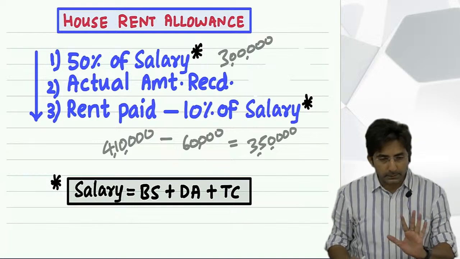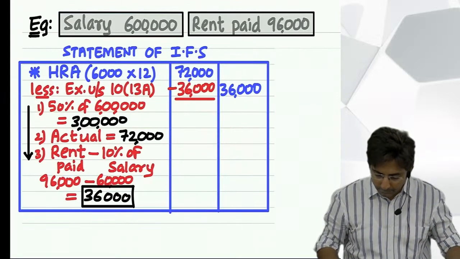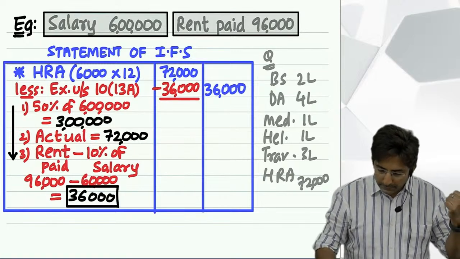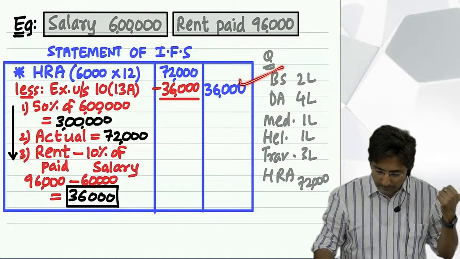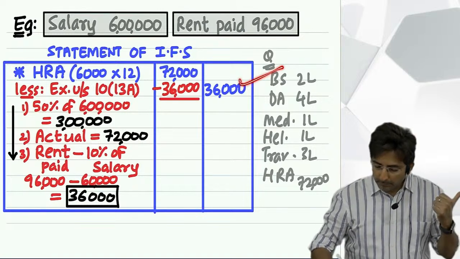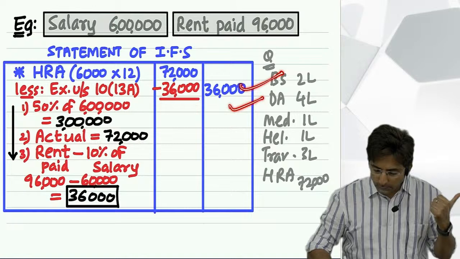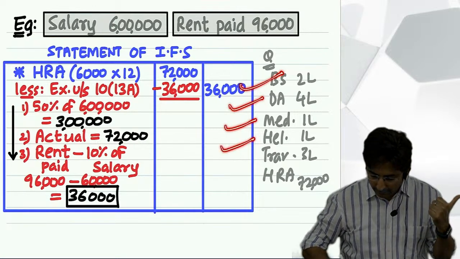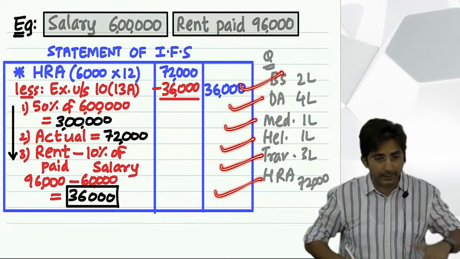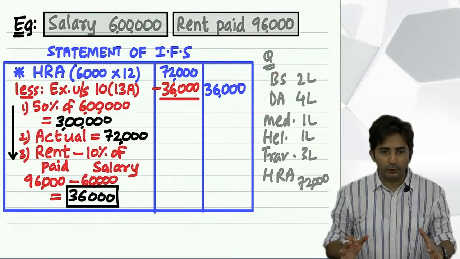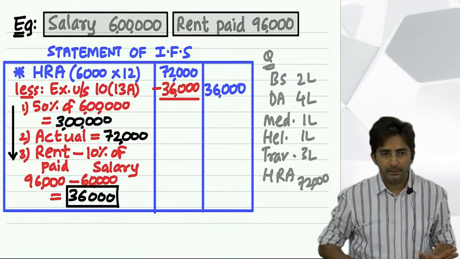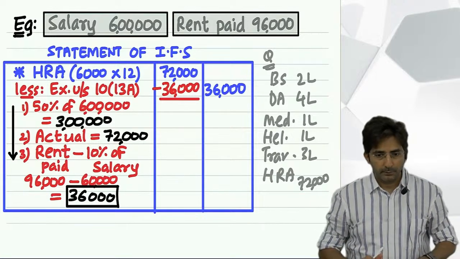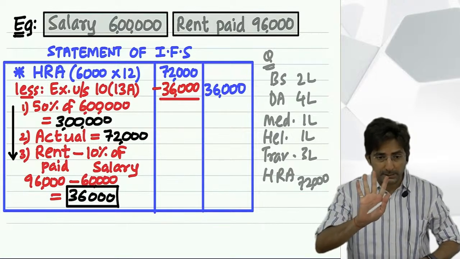Okay. Now what is the meaning of this? I'll tell you. But just for the sake of example, look. Assume in the question they give you basic salary 2 lakhs. Read this part. Basic salary 2 lakhs, dearness allowance 4 lakhs, medical allowance 1 lakh, helper allowance 1 lakh, traveling allowance 3 lakhs, house rent allowance 72,000. So as an employee you are getting so many things in your salary. But in the formula, everything will not come.